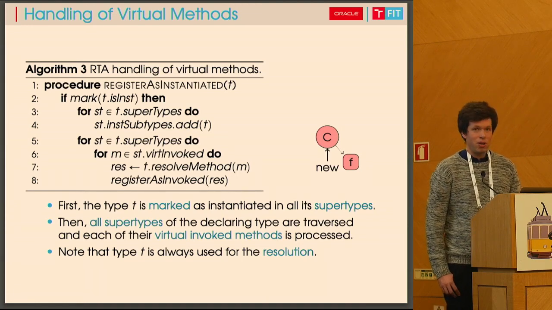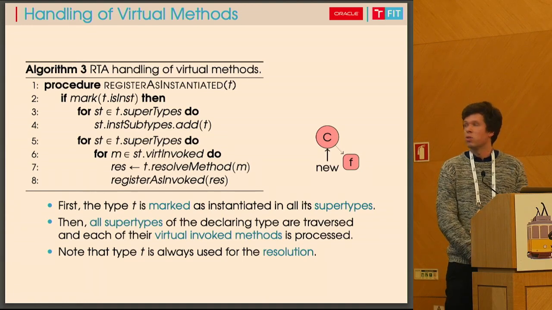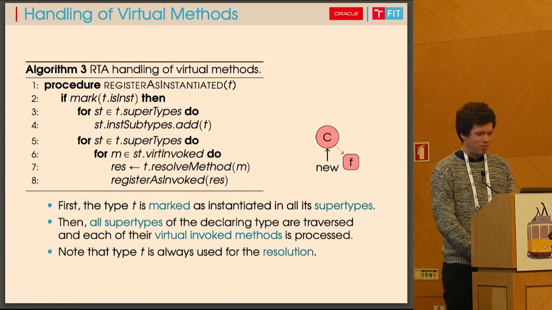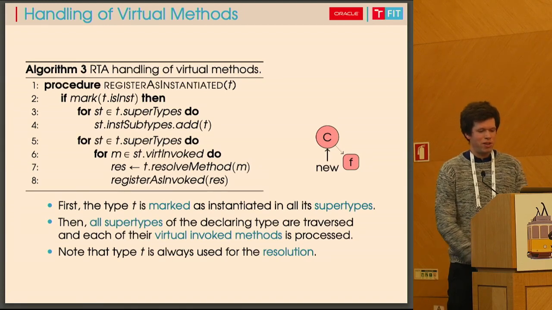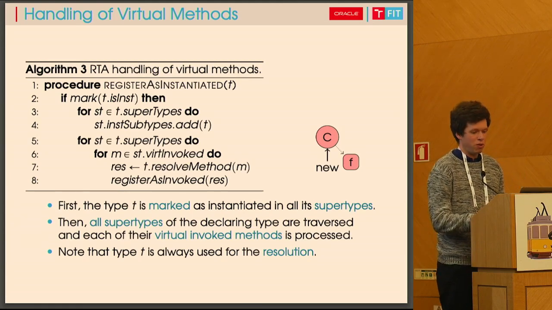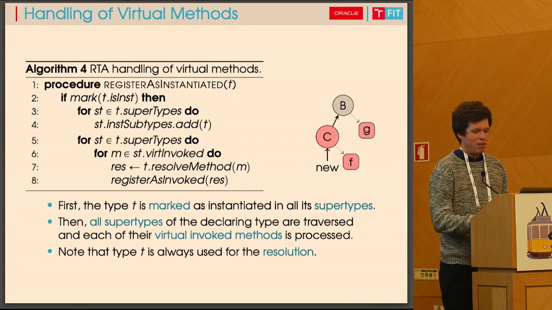the supertype. So coming to the example on the right, suppose that type C has been marked as instantiated, and it already has method f registered as virtually invoked. We will therefore perform the resolution of the method f on the type C, which will result in C.f, and we will mark it, we register it for further processing. Then we traverse the hierarchy upwards. In this case, we are looking both for instantiated and non-instantiated types. So we are truly traversing all supertypes of the type.